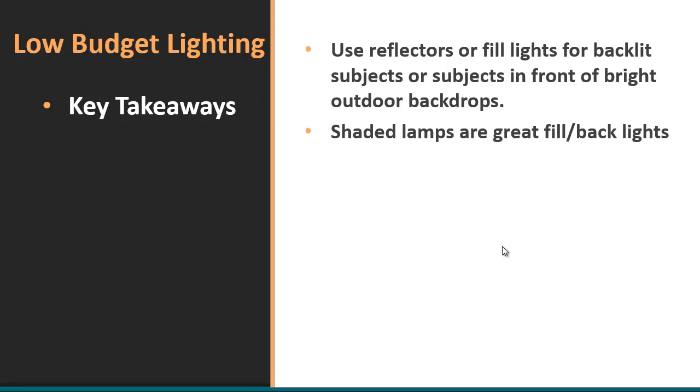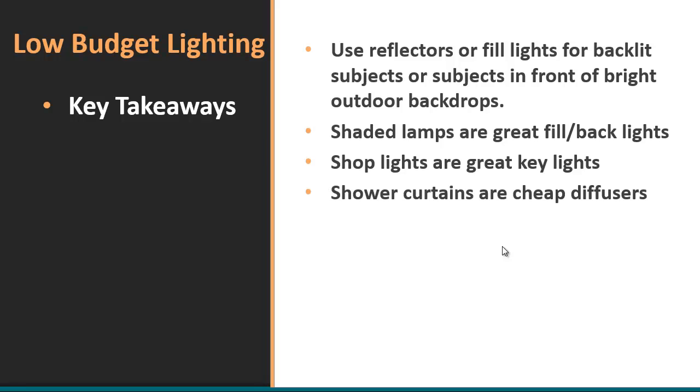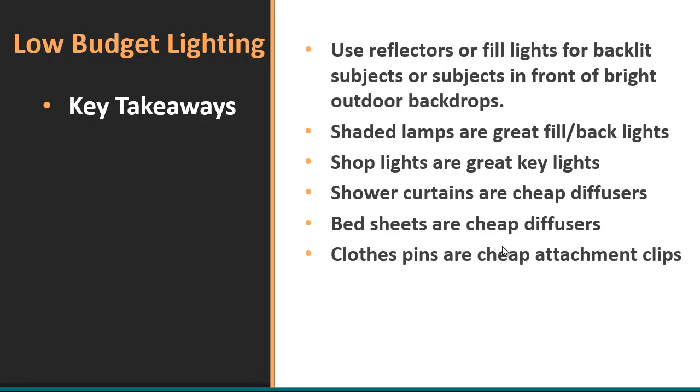Shaded lamps are fantastic fill and backlights, as we mentioned earlier. So just position them according to the three-point lighting strategy. Shop lights make great key lights. Most of them are very powerful. Shower curtains, as we said earlier, are very, very cheap diffusers. Just again, don't put them on top of the light if there's any heat, because they will melt and you don't want a fire hazard. Bed sheets are great diffusers, but again, avoid the fire hazard. Same deal. Clothespins are fantastic for attaching especially bed sheets to strings.